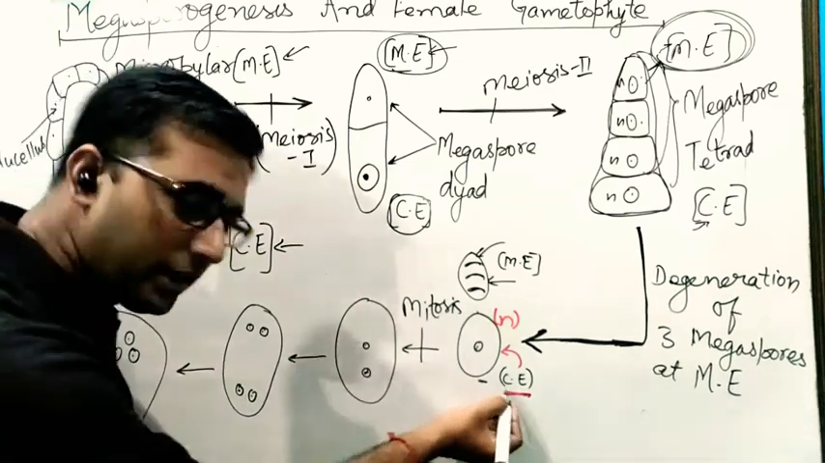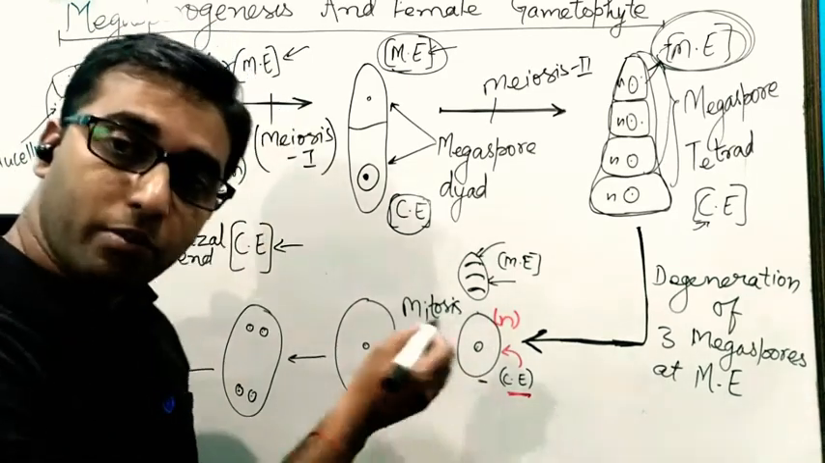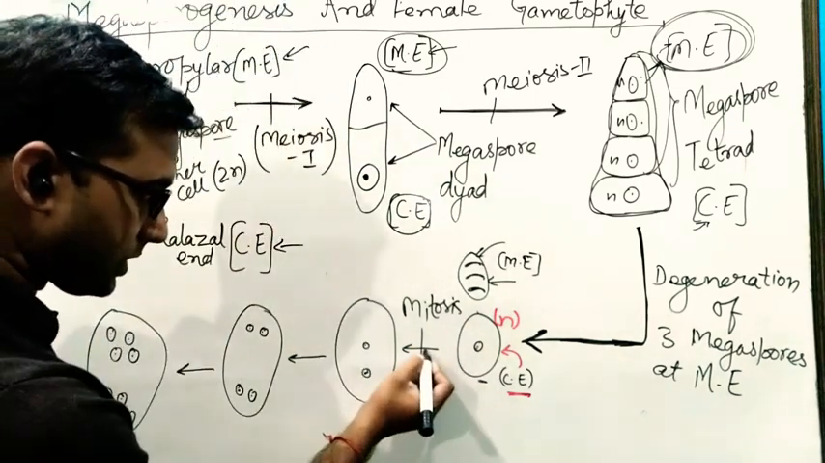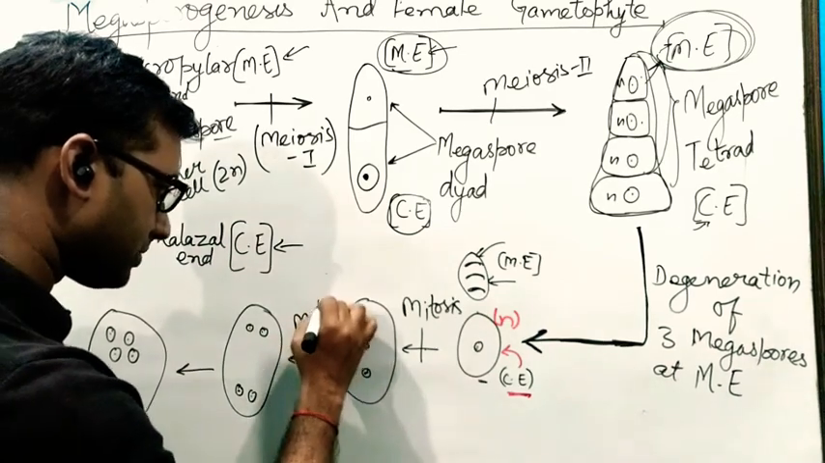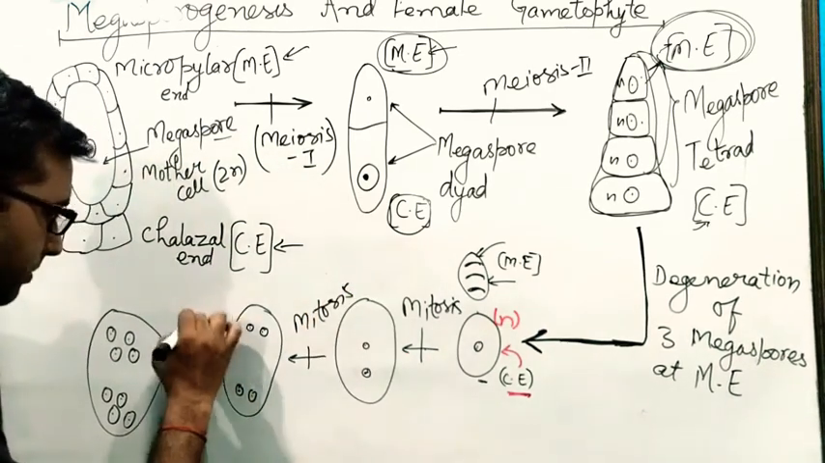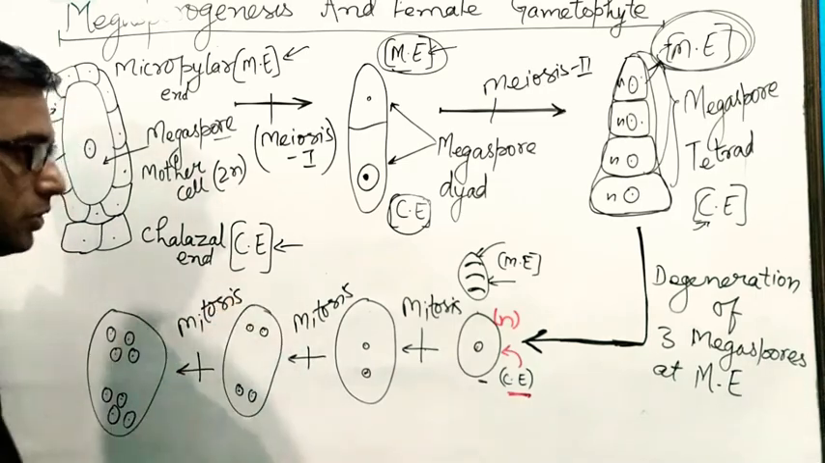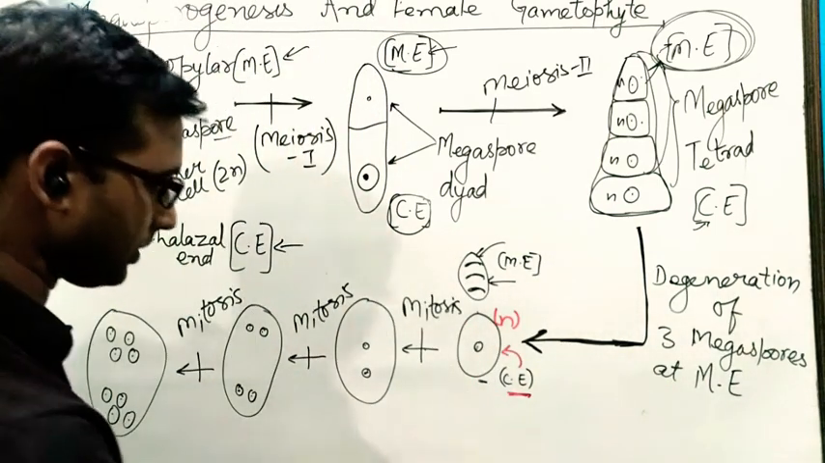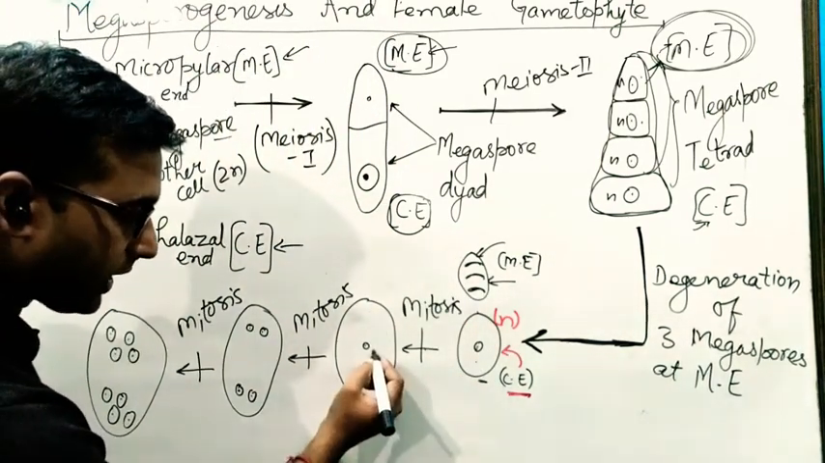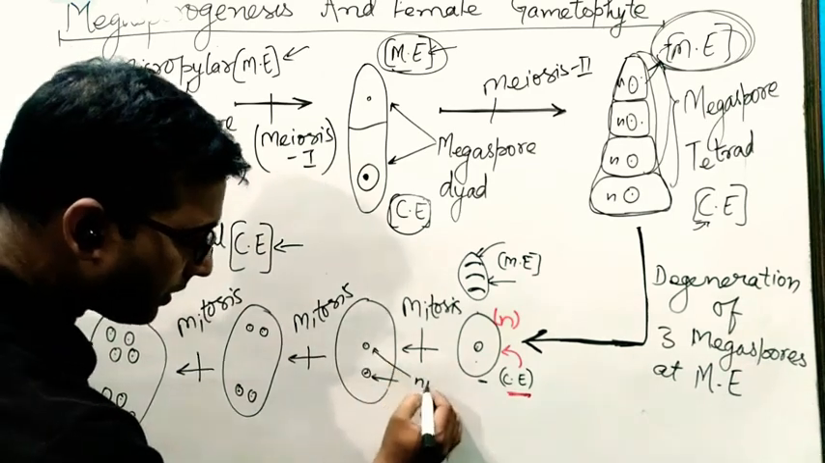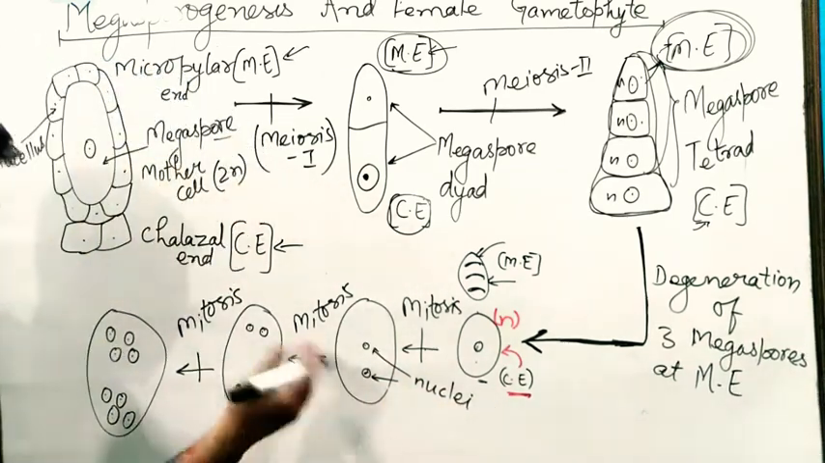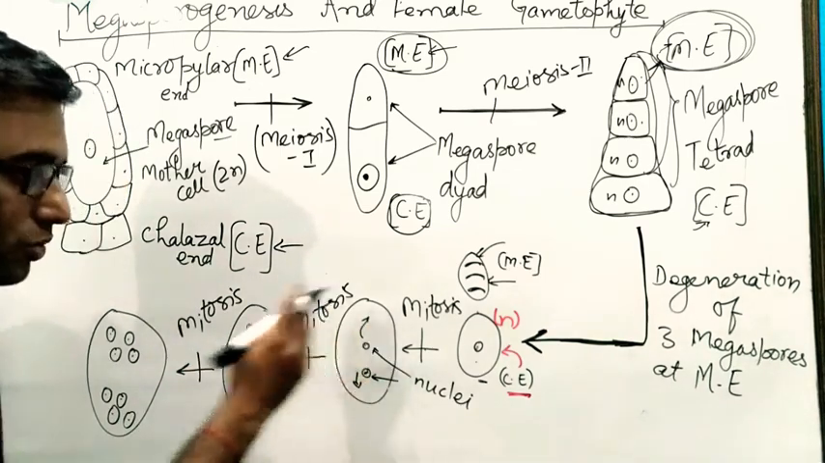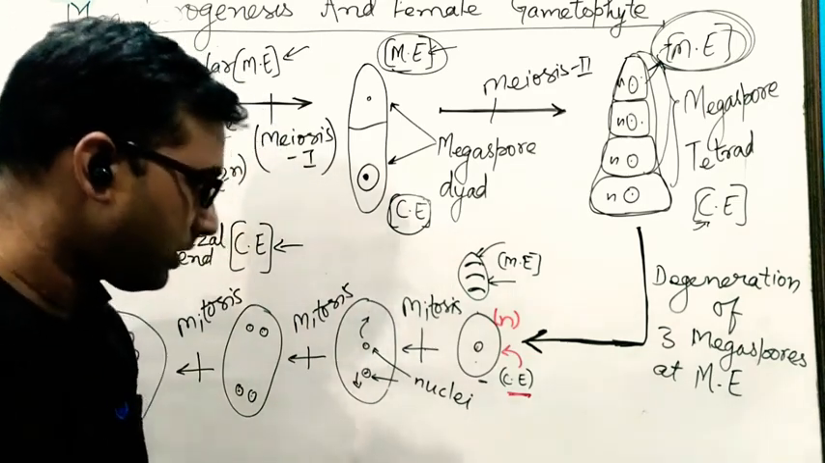One remains functional at the chalazal end, and now mitotic division takes place here. Mitosis takes place, and again mitosis takes place. So you can say 1 meiosis and 3 mitosis. Now you must note this. After 1 mitosis, 2 nuclei are formed. After the second mitosis, 4 nuclei are formed. The daughter nuclei move to the opposite poles.